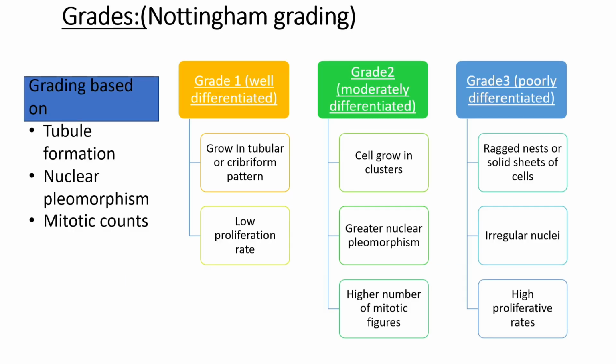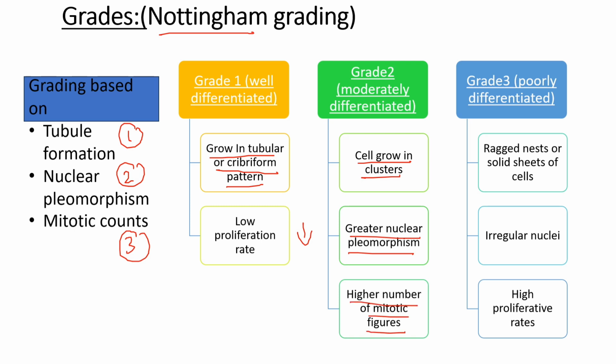Now coming to the grades of cancer, the grading is known as the Nottingham grading and it is done based on three components. The first is tubule formation, the next is nuclear pleomorphism, and the last one is mitotic count. Grade 1 is a well differentiated form where the cells will be growing in a tubular or cribriform pattern and the cells will have a low proliferation rate. Grade 2 is a moderately differentiated type of cancer, where the cells will be growing in clusters, and there will be greater nuclear pleomorphism and a higher number of mitotic figures.